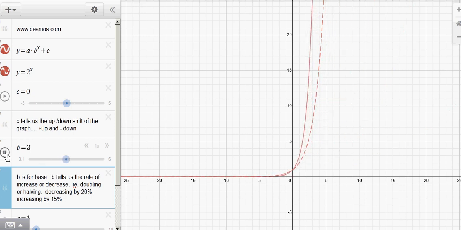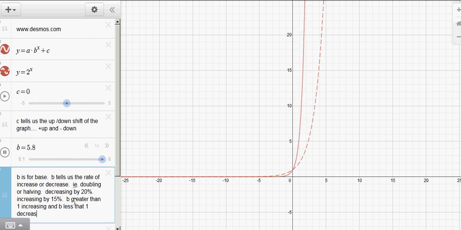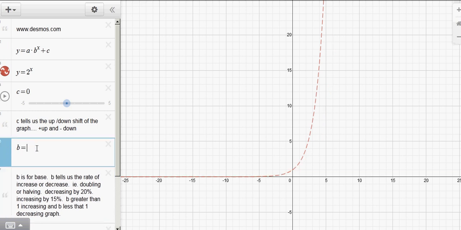An important thing here as well to notice is that when B is greater than 1, it's increasing. When B is less than 1, it's decreasing. So we'll add that in here as well. B greater than 1, increasing, and B less than 1, decreasing graph. Okay. So let's take B back to 2, just as our basic, what we've had.